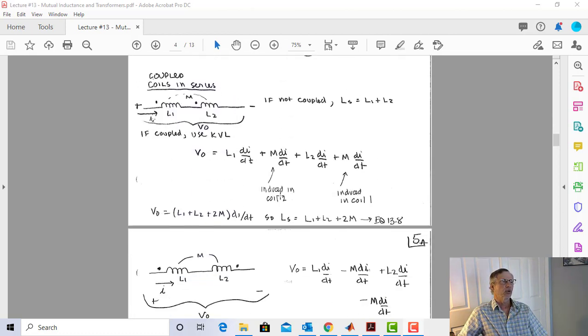Okay, let's do a cool little problem of coupled coils in series. Now, we know that if these coils were not coupled, if there was no magnetic field coming out of one and going into the other, then the series inductance of the combination would be equal to just L1 plus L2, because we have an impedance here, we have an impedance here, series impedances add, right?